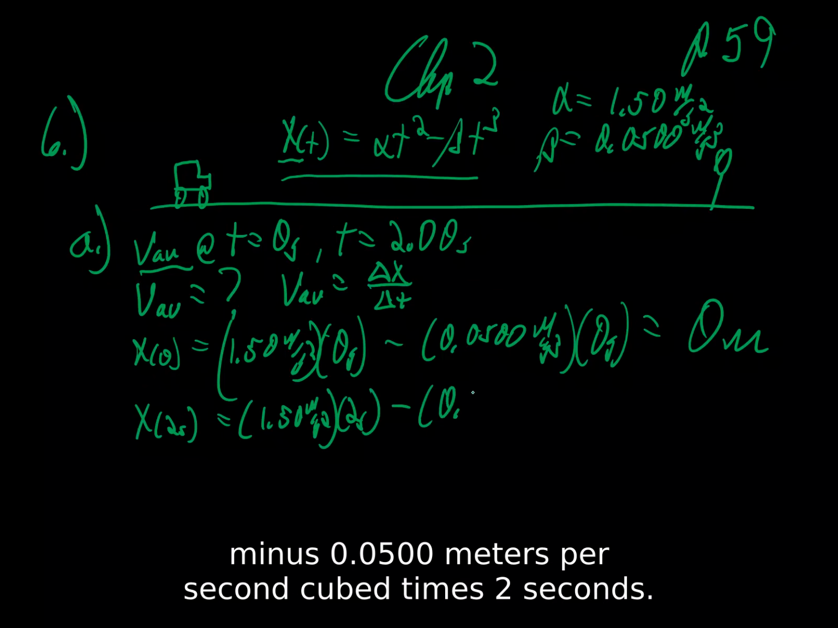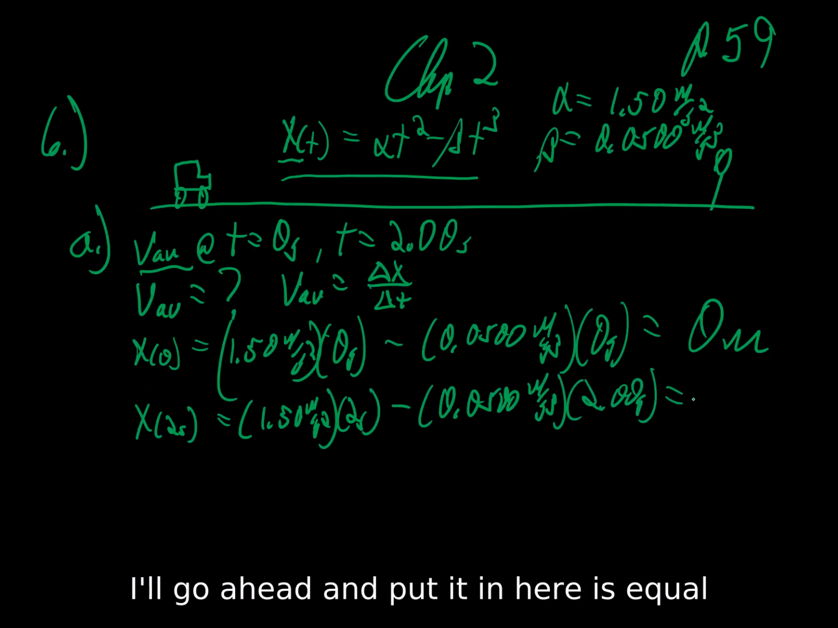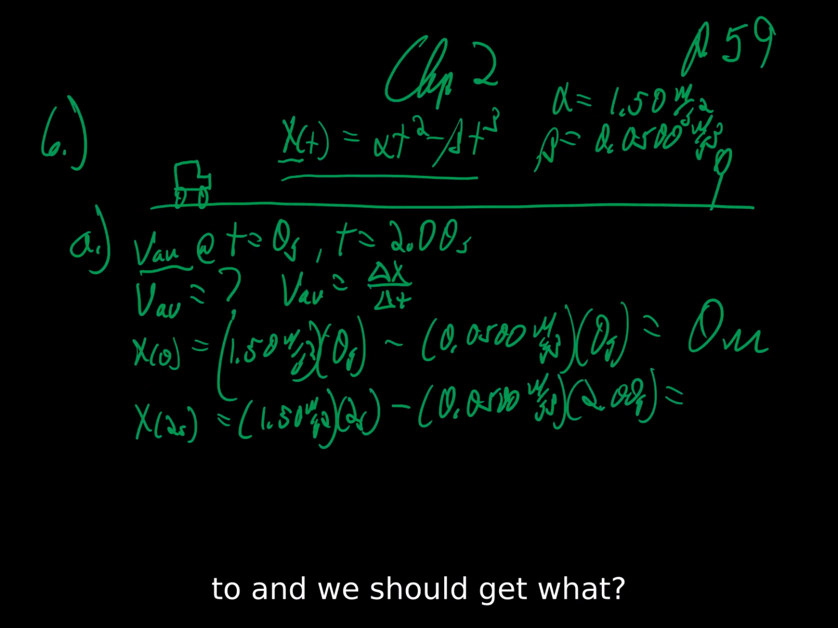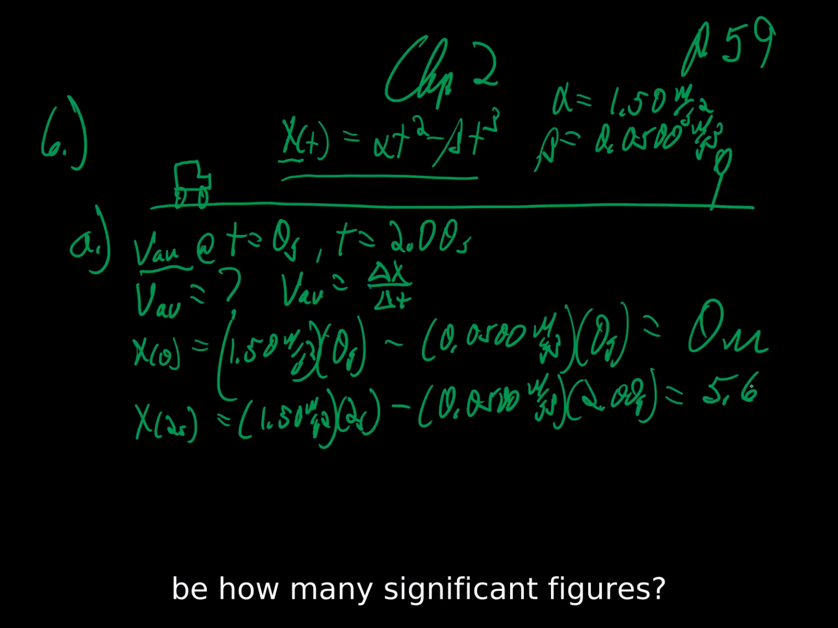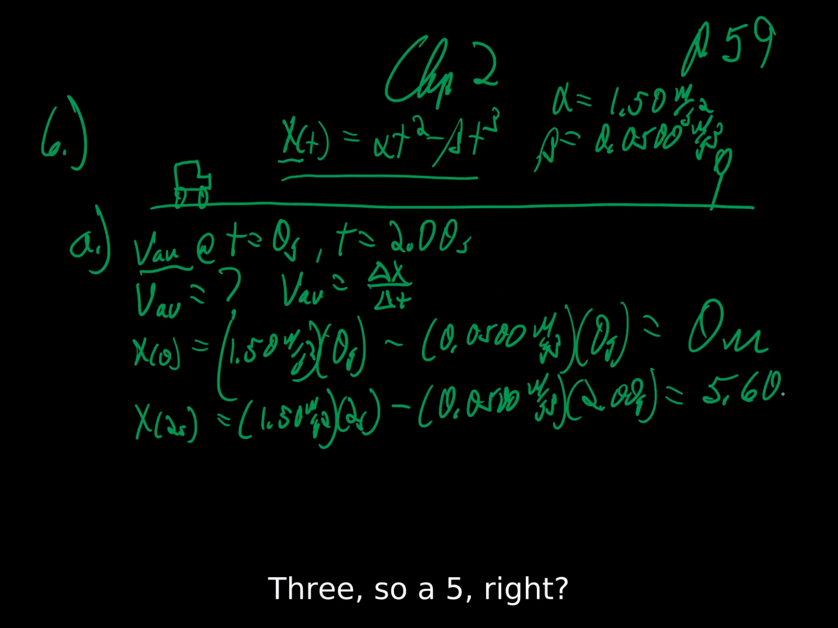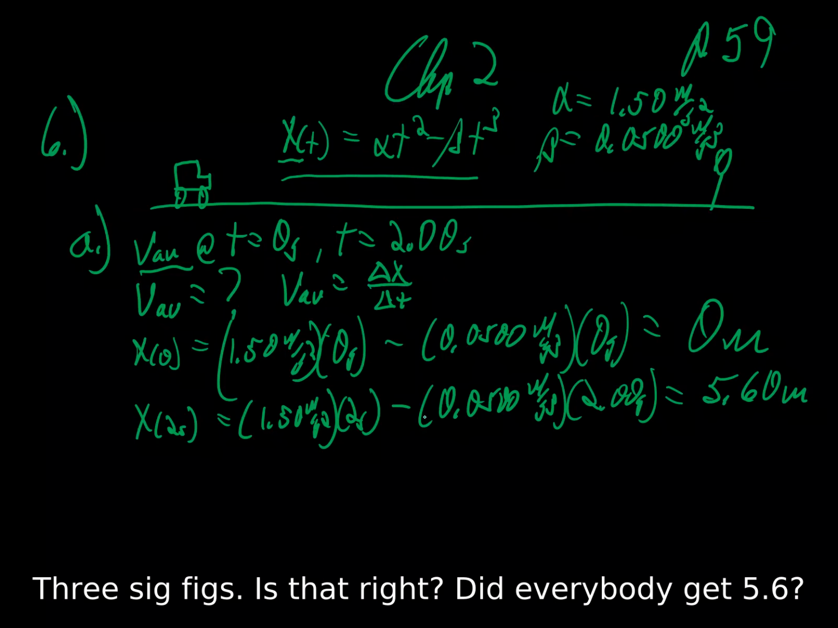Minus 0.0500 meters per second cubed times 2.00 seconds. I'll go ahead and put it in here. Is equal to, and we should get what? 5.6? We should get 5.6 meters. Did everybody get that? And by the way, it should be how many significant figures? 3. So it'll be 5.60, right? Because there's 3 sig figs each. Is that right? Did everybody get 5.6?